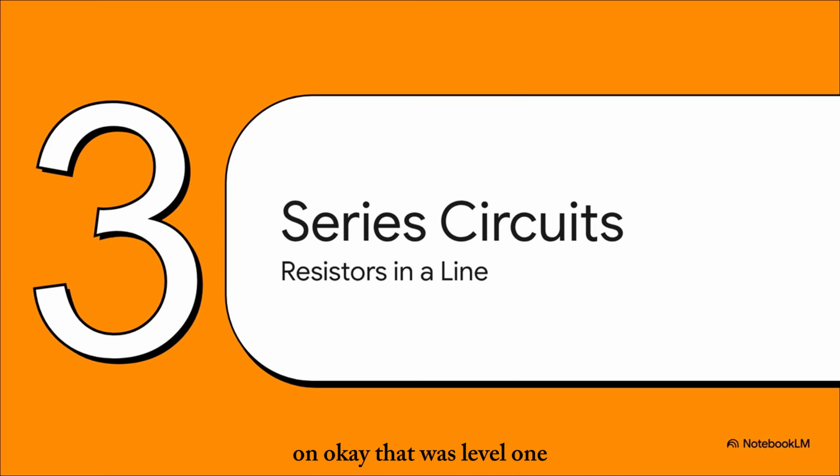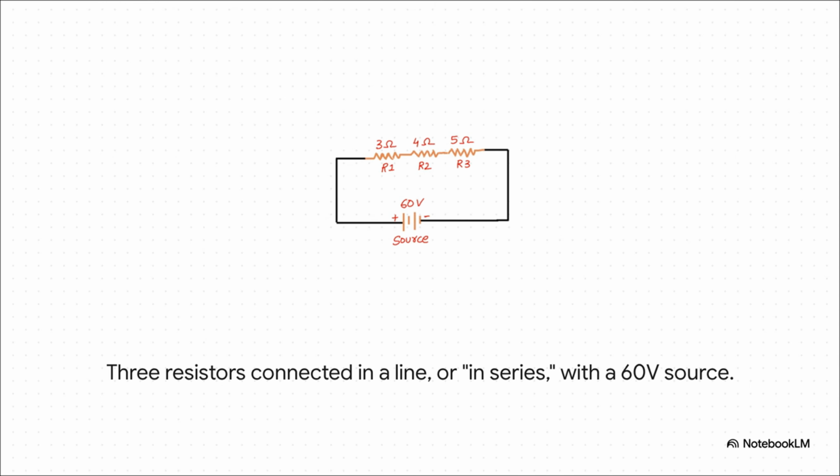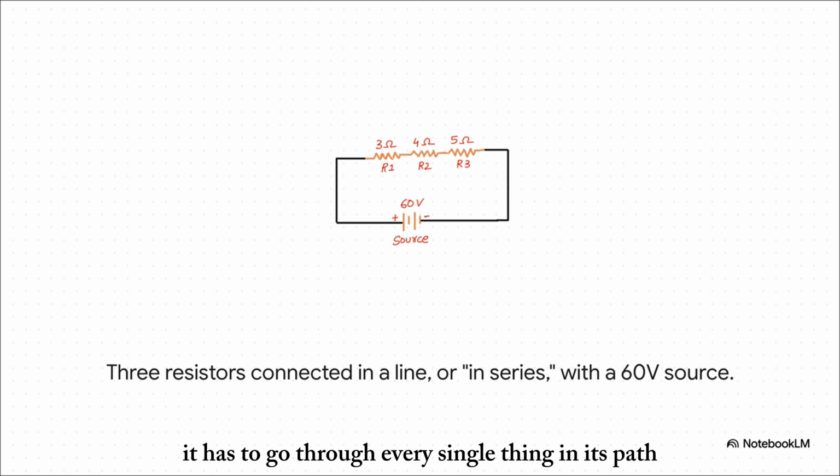Okay, that was level 1. Let's kick it up a notch. What happens if we start stringing components together, one after another? Well, that's called a series circuit, so let's check it out. Now, in a series circuit, all the parts are chained together, one after the other. And this is the most important part to understand. It means the current has only one path. It's a one-way street. It has to go through every single thing in its path.